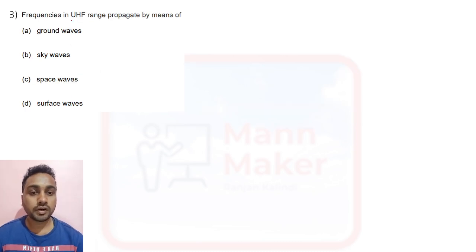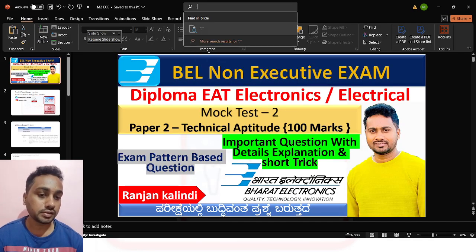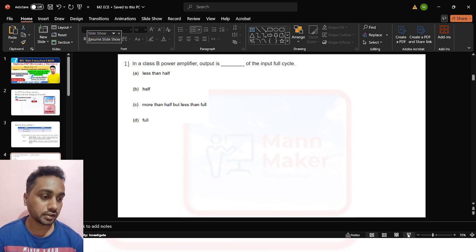Next question: frequency in the UHF range propagates by means of dash. UHF means ultra high frequency. If we see ground wave, in ground wave generally the frequency will be low, in the range of low frequency or very low frequency and medium frequency we are using in a ground wave. If we see the range for ground wave, then the range will be around 3, just a second.